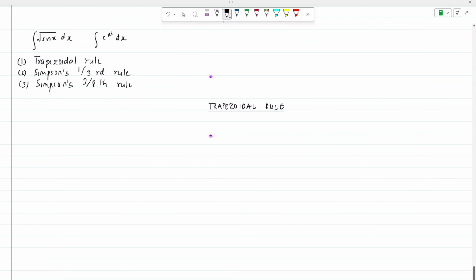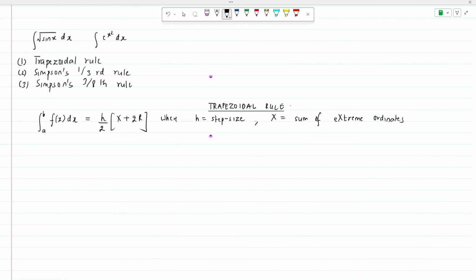I'm going to keep this video short, and as a result we will not be discussing how and what the trapezoidal rule is. Instead, we will be seeing the working rule of the trapezoidal rule, which helps us to solve integrals. So the idea goes like this: we will be given an integral from, let's say, a to b f of x dx, and this we are going to evaluate as h by 2 times (X plus 2 times r). The letter h represents here the step size, so it is the length of the subinterval in which we break down the interval AB. X is the sum of extreme ordinates, while r is the sum of remaining ordinates.